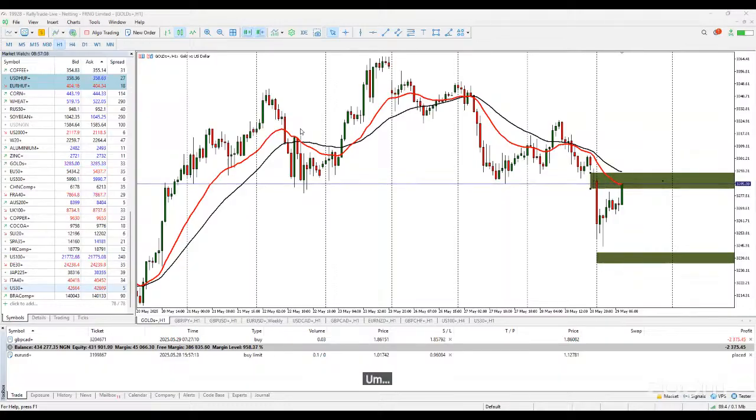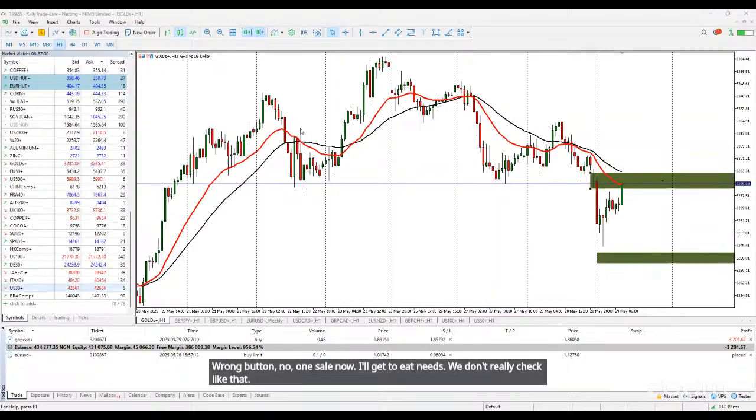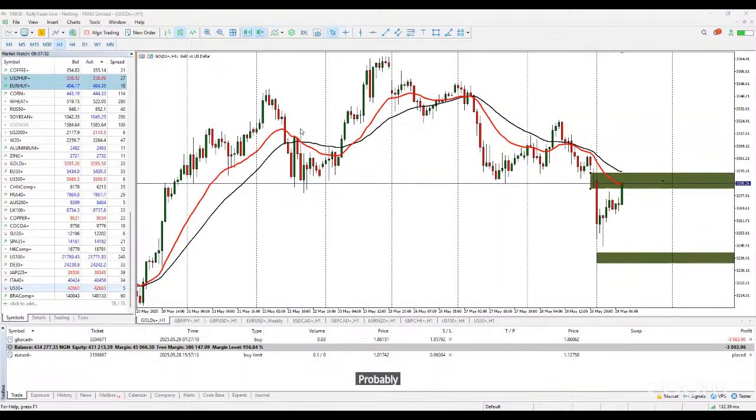We give regions on instrument, regions to buy and regions to sell. So we don't really tell people go and buy now, go and sell now. Are you getting it? We don't really check like that. We don't really tell people to buy or people to sell.